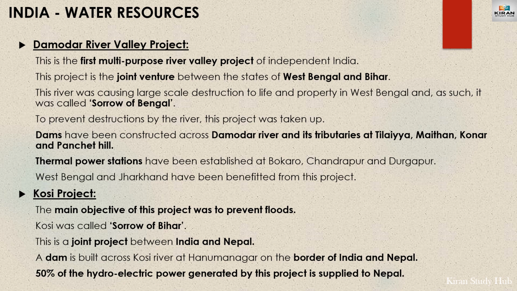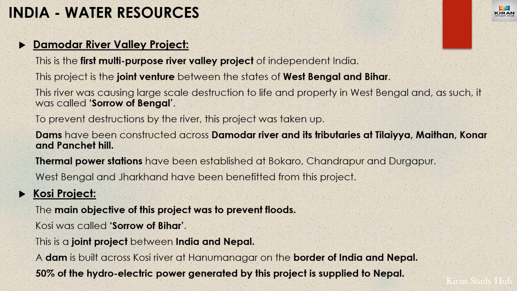Damodar River Valley Project. It is the first multi-purpose river valley project of independent India. This project was constructed as a joint venture by the governments of West Bengal and Bihar. Here, joint venture means both the West Bengal government and the Bihar government invested money in the construction of the dam.